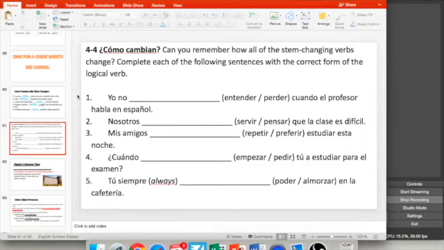So number 1 gives you a sentence, yo, no, and it gives you 2 different verbs, either entender, to understand, or perder, to lose, cuando el profesor habla en español.